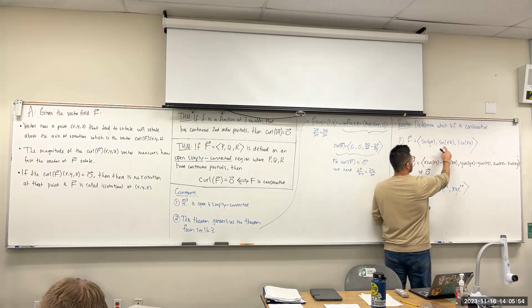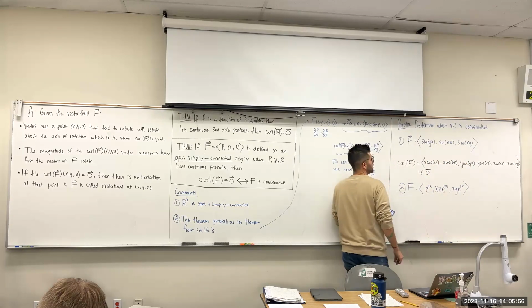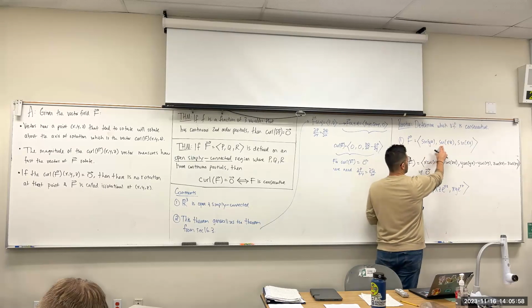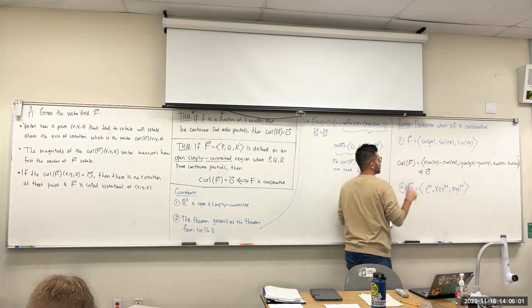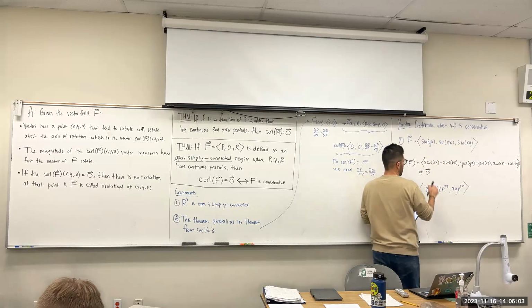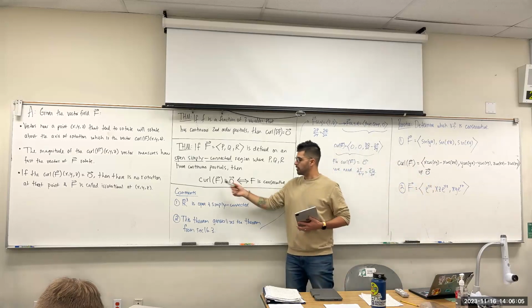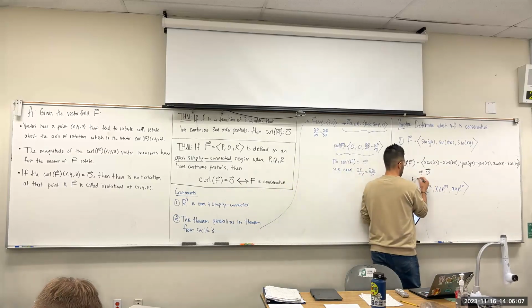What's the domain of the vector field? That's right. All these trig functions are defined everywhere, so the domain is R^3. And so the theorem tells us this is not zero. So boom, F is not conservative.